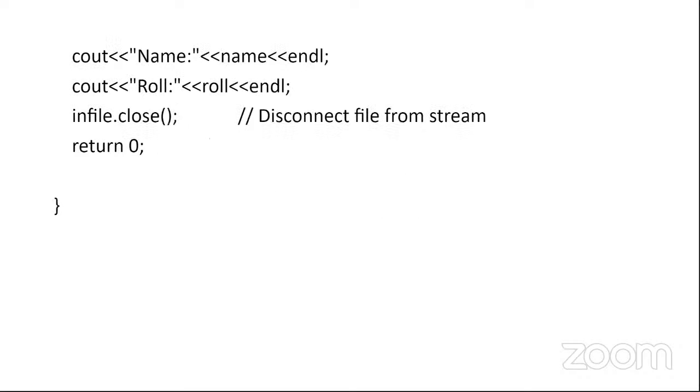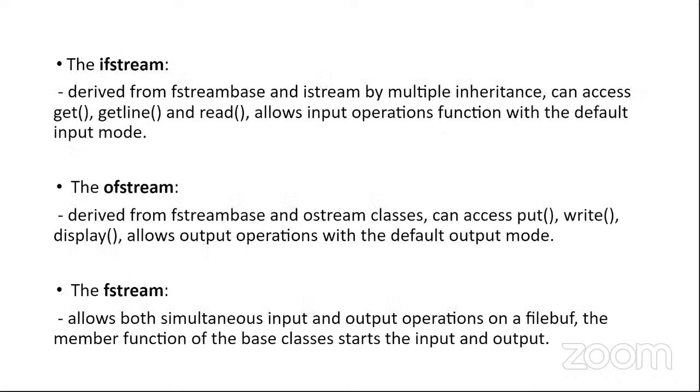And then next slide. Then cout is used to show on your screen what the name and roll number in the file are, and then we use the close function to disconnect the stream. And next slide. Further, Ajay will explain.